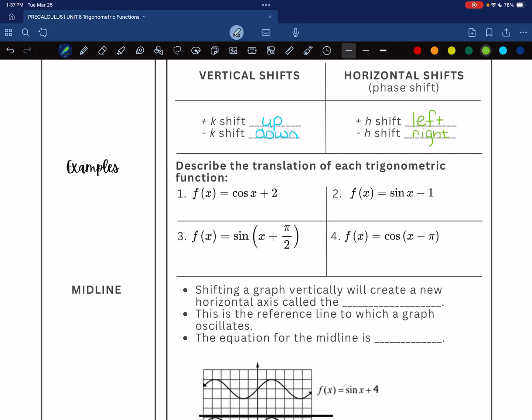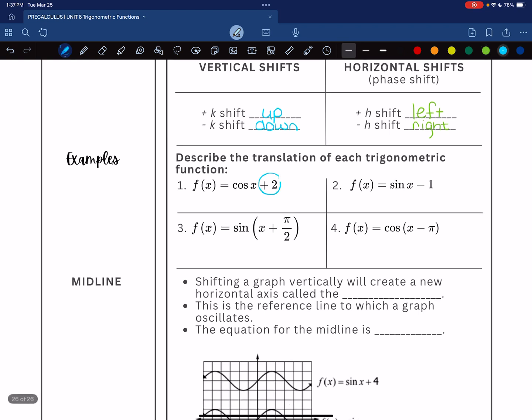So in this first example, what is happening to our parent function? There is a value added out at the end, not with x, but after cosine of x. That, ladies and gentlemen, is going to be a vertical shift up 2 units.